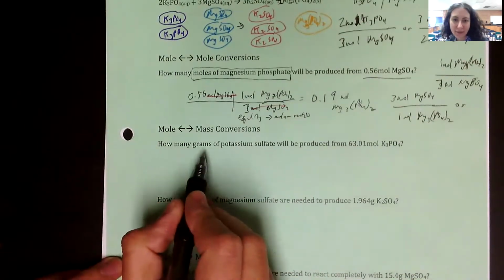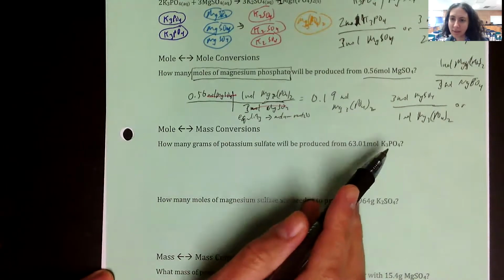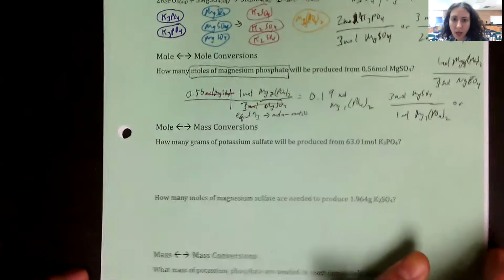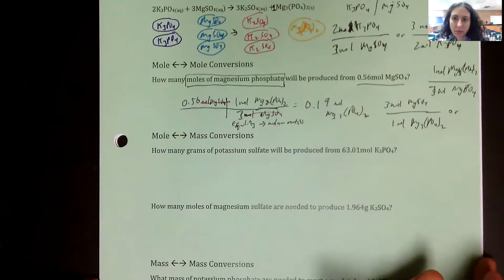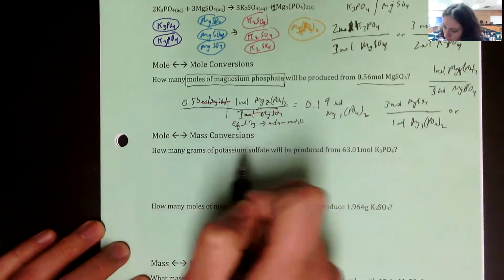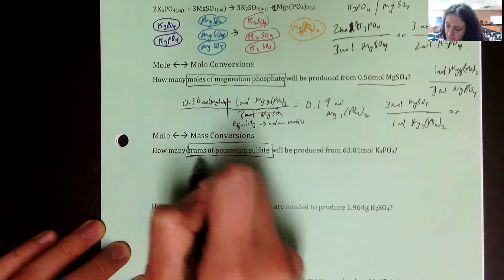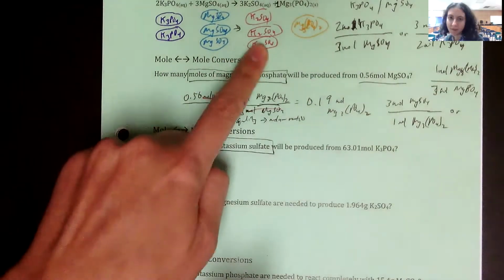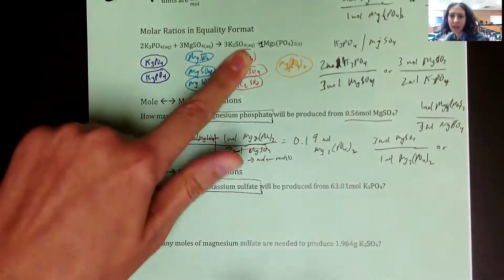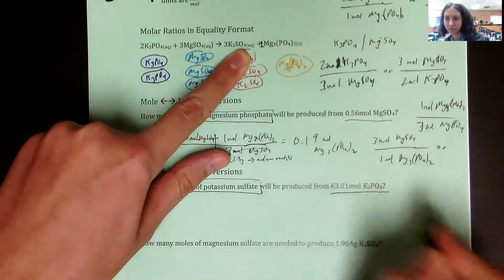So how many grams of potassium sulfate will be produced from 63.01 moles of potassium phosphate? So let's hop right into this one. Just looking at the problem, we can tell that we are looking for grams of potassium sulfate. Potassium sulfate is right here in the equation, and that's what we're going to be looking for, grams of potassium sulfate. And we are starting with moles of potassium phosphate.